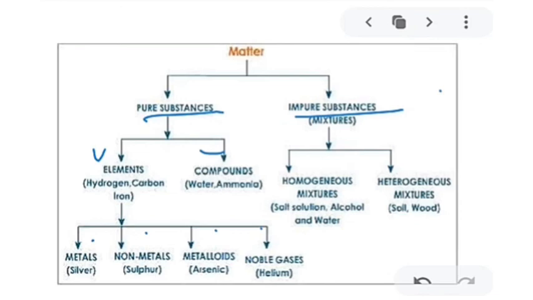Examples of elements are hydrogen, carbon, iron. Examples of compounds are water, ammonia. Examples of homogeneous mixtures are solution, alcohol and water. Examples of heterogeneous mixtures are soil, wood. And the classification of elements is metal, non-metal, metalloid and noble gases. We will explain these in the next videos, where we will be studying the structure of the atom. This is all about the classification of matter. Thank you.